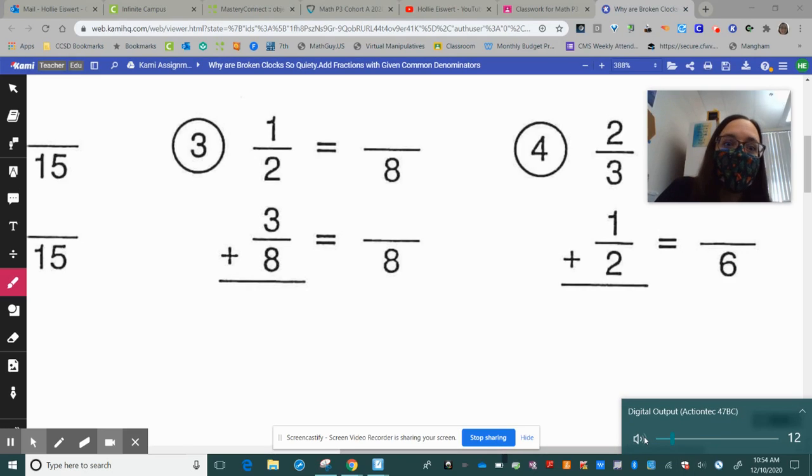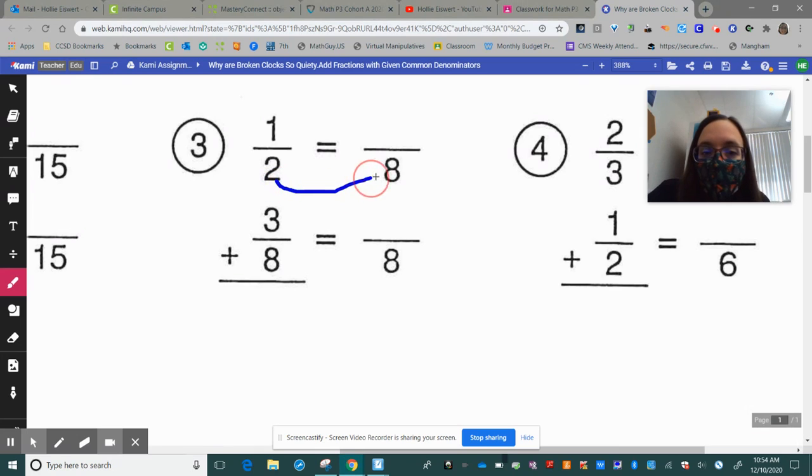For number 3, we also need to get common denominators. But what's nice about this one is that 8 is the least common denominator. So we can use 8 for 2 and 8. We have to see what we multiplied 2 by to get to 8. 2 times 4 gives us 8. And whatever we do to one side, we do to the other. So we multiply 1 by 4, which gives us 4.